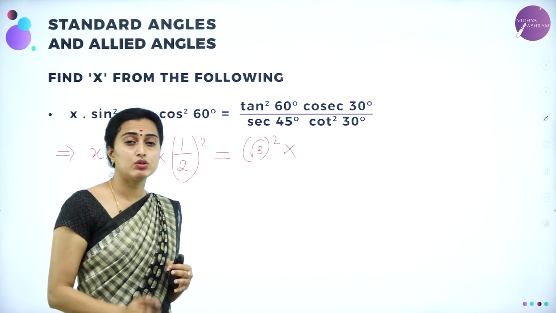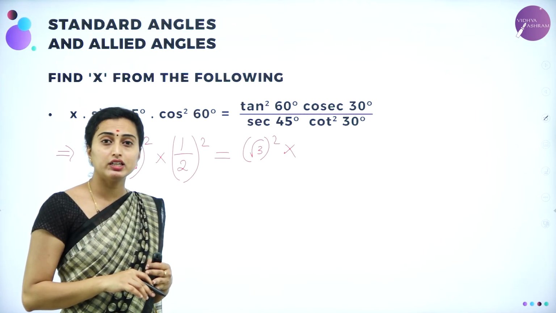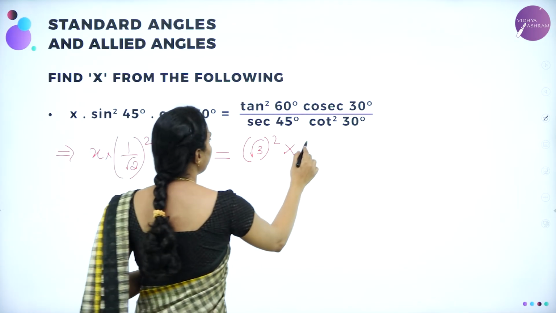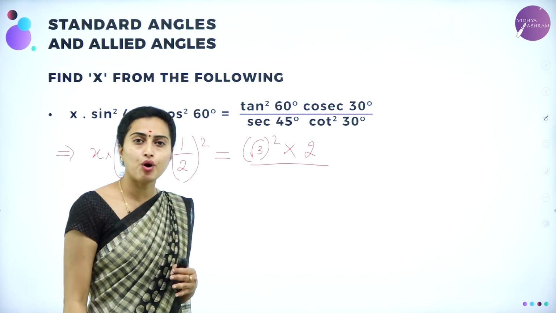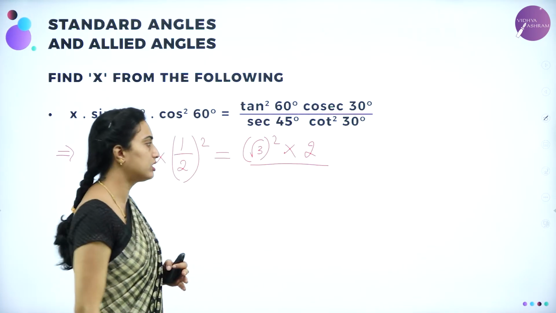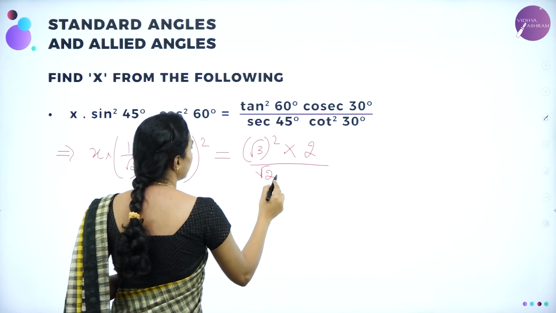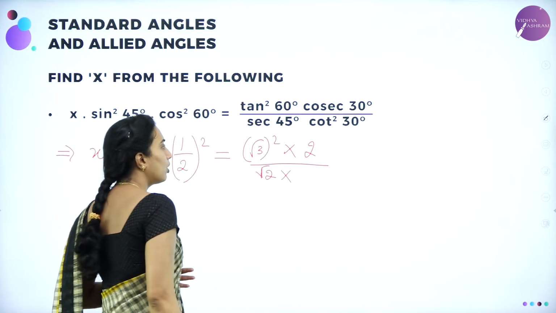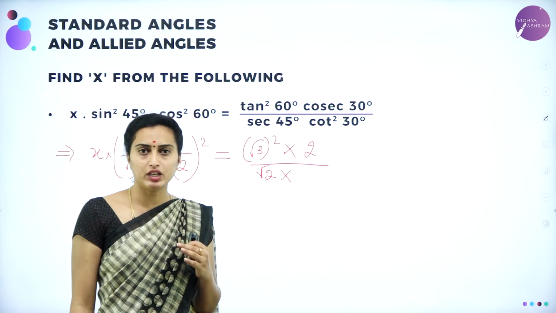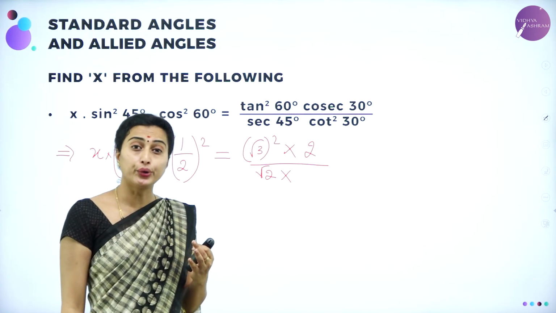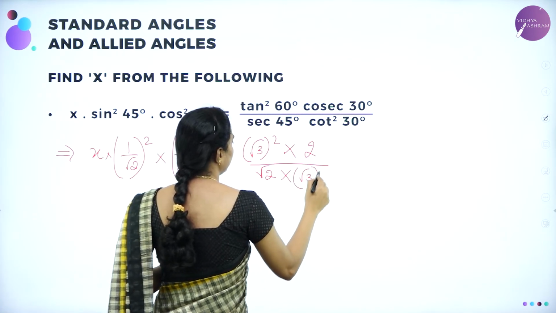You know already cosecant is the reciprocal of sine. Sine 30 degree is 1 by 2. Cosecant 30 degree is the inverse, which is 2. Divided by secant 45 degree. You know cos 45 degree is 1 by root 2. So secant 45 degree is root 2. Correct? Into, again, cot squared 30 degree. Tan 30 degree is 1 by root 3. So cot 30 degree is root 3. So therefore, you are having root 3 whole squared.